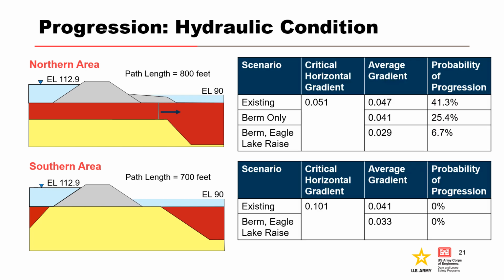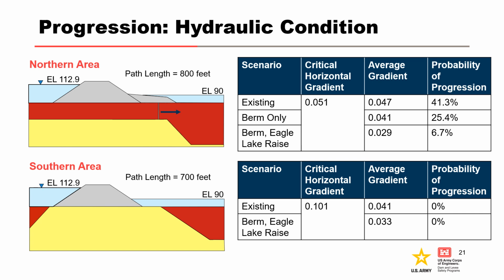The presence of the emergency berm in the northern area pushed the exit location for seepage 100 feet beyond the area of the boils observed in 2010. In the existing condition, the probability of progression was approximately 40% based on the probabilistic approach for evaluating the likelihood of backward erosion piping progression in the RMC Backward Erosion Piping Progression Toolbox.